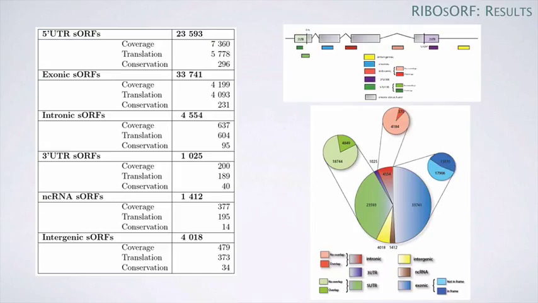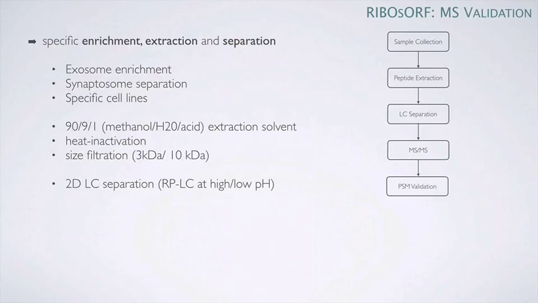Or you can use conservation metrics to really say if it's coding or not. Again, we wanted to also have mass spectrometry proof, but most of the time, these small open reading frames are low abundant, and also translated or expressed at specific time points, and also in specific cells. So you really have to enrich and use extraction and extra separation protocols. So we tried different kinds of stuff.